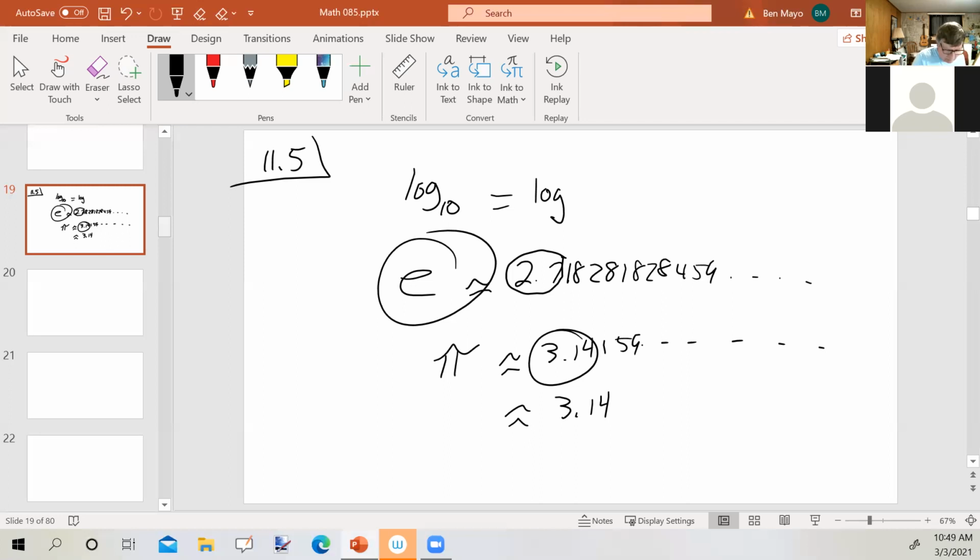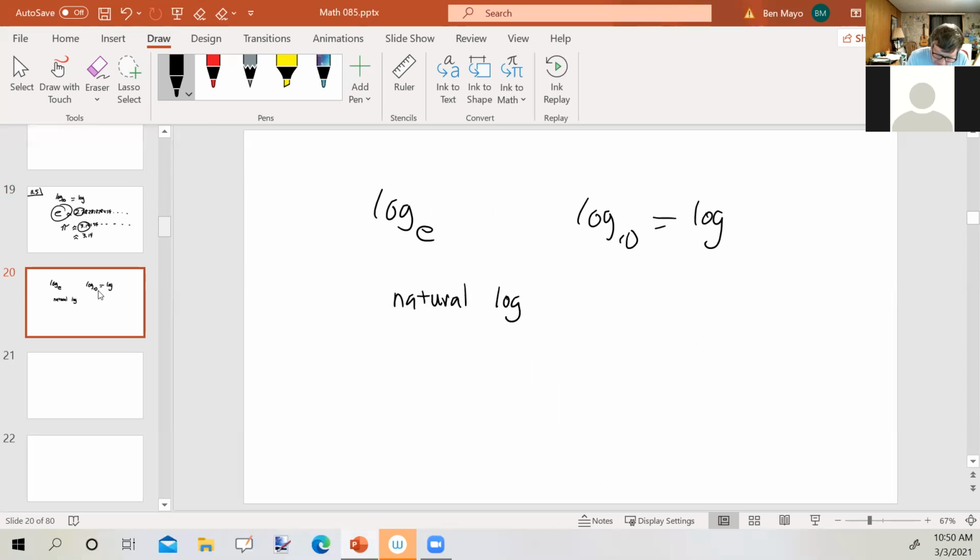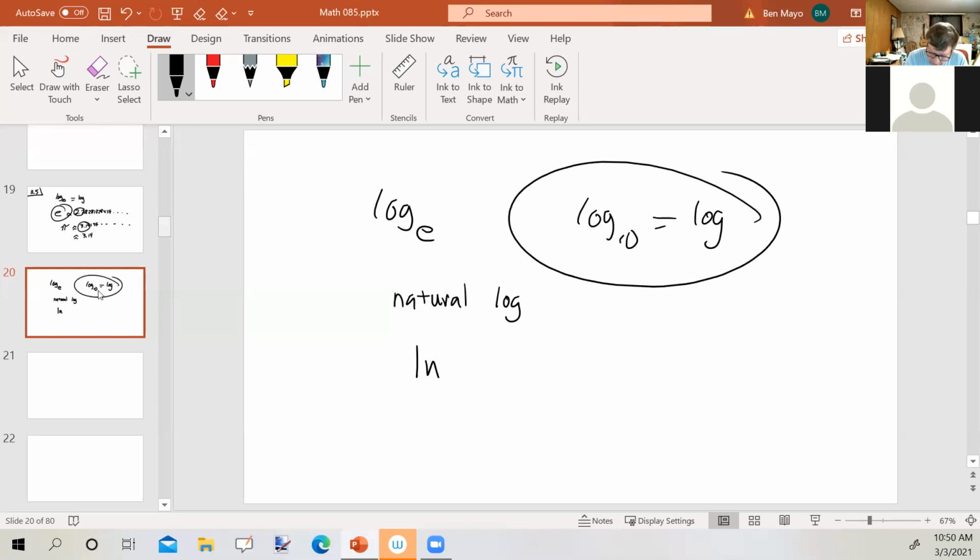Now, let's see here. Oh, log base e is commonly used just like log base 10. But since they've already got log base 10, just writing it as log, they wanted some other shortcut notation. So they decided that log base e was going to be the natural log, and they were going to write it ln. Okay. So 2 shortcut notations. This one from yesterday, log base 10 is written log, and log base e is written ln.